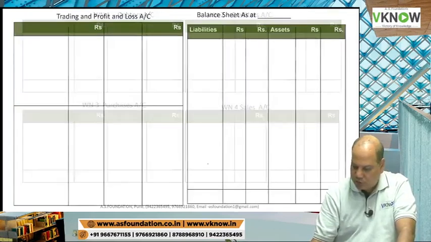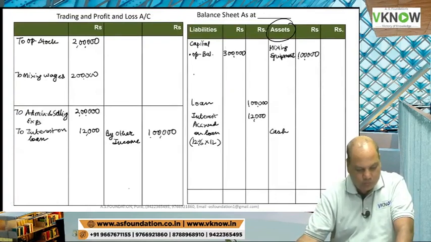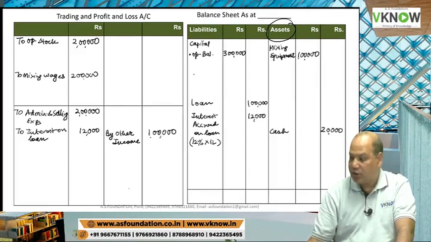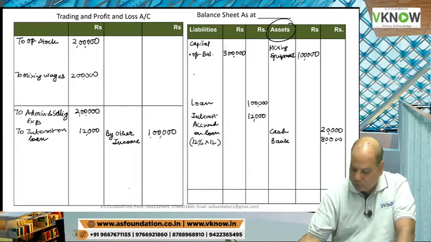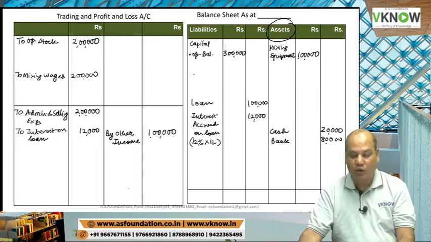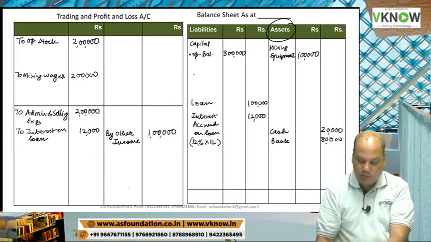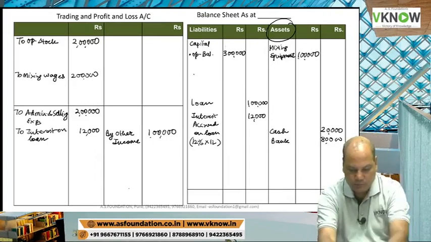Cash in balance sheet. In balance sheet write down cash. Closing cash is right, 20,000. Closing bank is also right, 80,000. Closing stock we have already made a working note, so this 10 lakh you will not write. Closing stock 10 lakh we will not write. We will find out the correct figure.